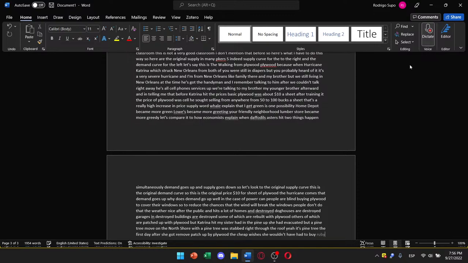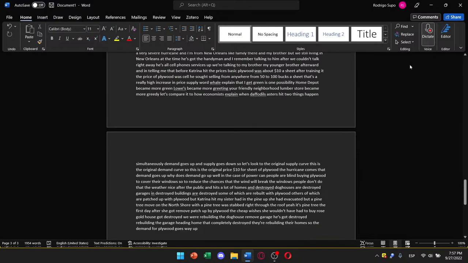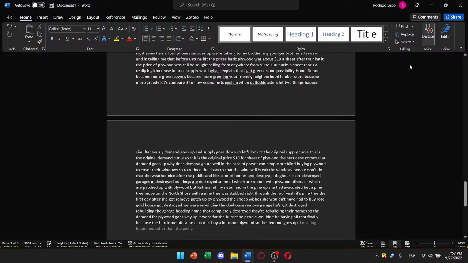Rover's doghouse got destroyed. People were rebuilding the doghouse. People's garages got destroyed. Rebuilding the garage. And people's homes got completely destroyed. They're rebuilding their homes. So the demand for plywood goes way up. If it weren't for the hurricane, people wouldn't be buying all that plywood. But because the hurricane came, they're going to buy a lot more plywood. So the demand goes up. If nothing happened other than the demand going up, that would have been sufficient to raise the price.